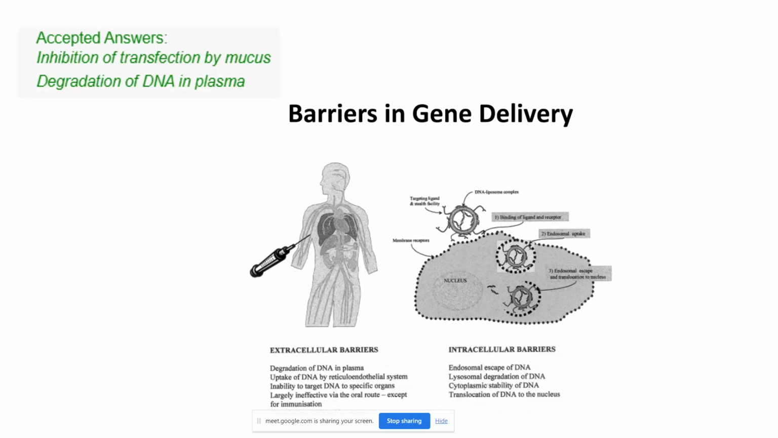So here are the barriers for gene delivery, the extracellular and intracellular barriers. So the extracellular barriers include degradation of the DNA in the plasma, uptake of DNA by reticuloendothelial system, inability to target DNA to specific organs, largely ineffective via the oral route except for immunization, and transfection inhibited by mucus. And the intracellular barriers include endosomal escape of DNA, lysosomal degradation of DNA, cytoplasmic stability of DNA, translocation of DNA to the nucleus.